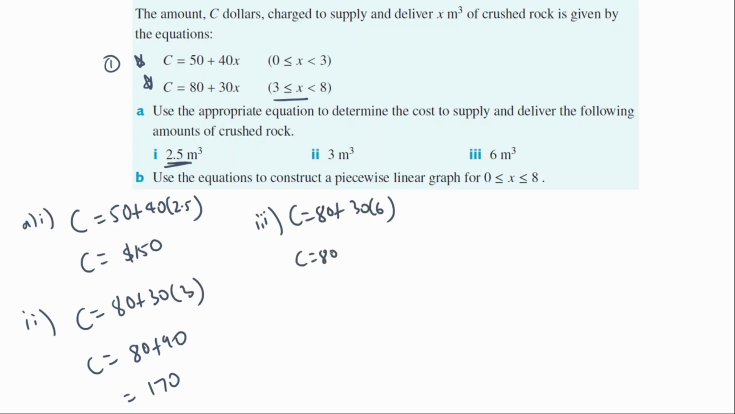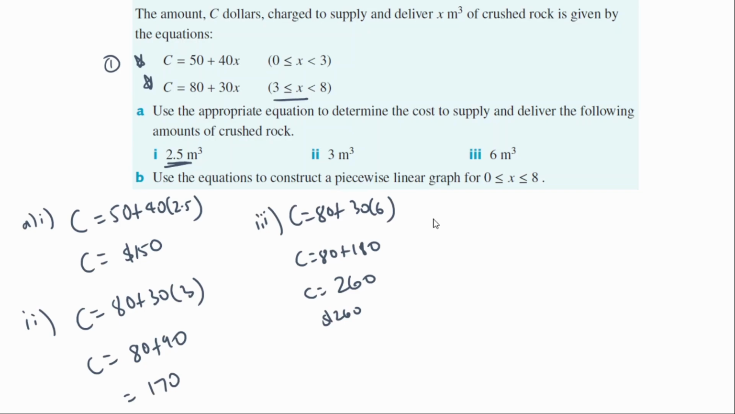So C is going to equal 80 plus 180, and 80 plus 180 gives me 260. So it's going to cost $260 to deliver and supply 6 meters cubed of crushed rock. And question B says use these equations to construct a piecewise linear graph for those values there.